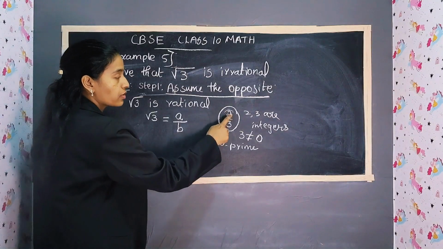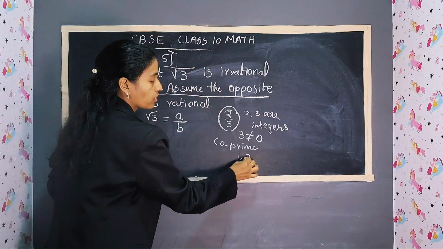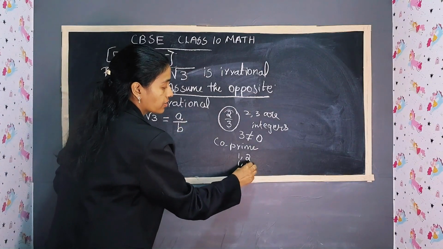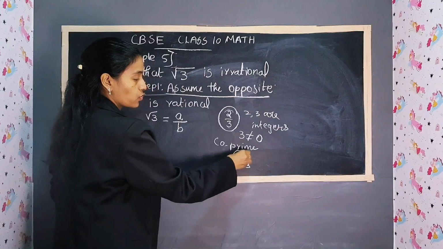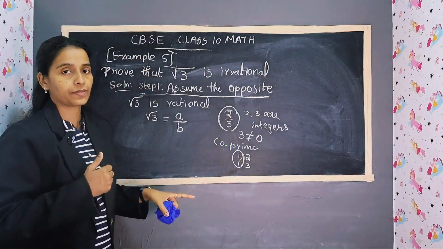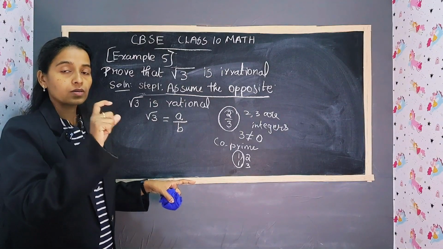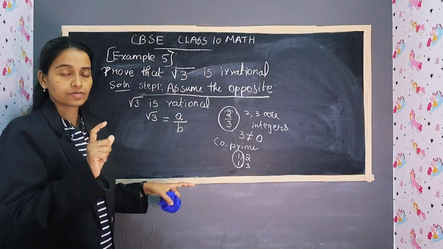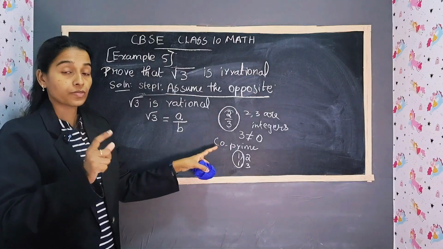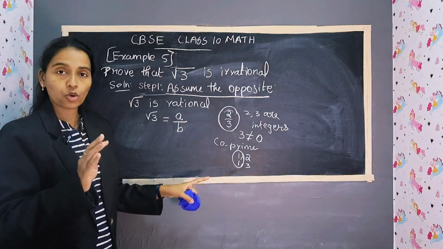If you are considering 2, what would be the factors of 2? 1 and 2, right? And for 3, what would be the factors? 1 and 3. So here the common factor is 1, right? So 2 and 3 are co-prime. Whatever numbers have only one common factor, that is 1, such numbers are called co-prime. Just we are considering 2 and 3 here.